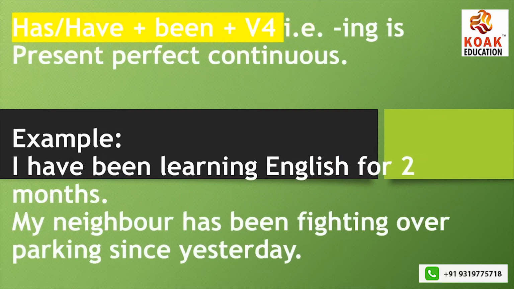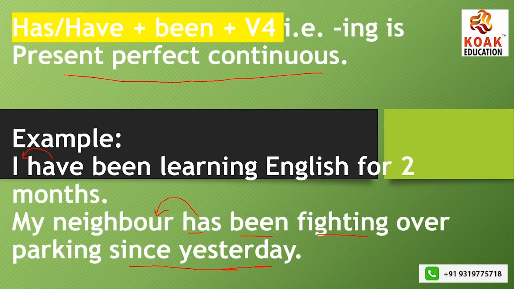Let's have a look at another example. It says, my neighbor has been fighting over parking since yesterday. So, has been fighting. Has is used because we have used neighbor, which is singular. With I we always use have, and had it been something plural, if I use neighbors here, I will write have. My neighbors have been. So has been or have been plus the ing form shows that we're talking about present perfect continuous tense.